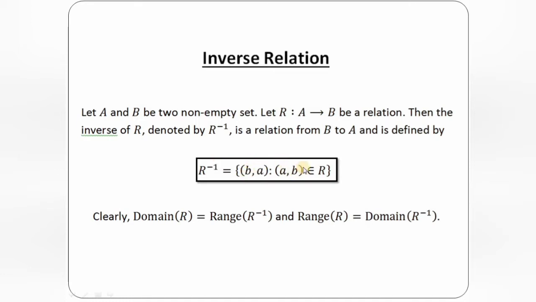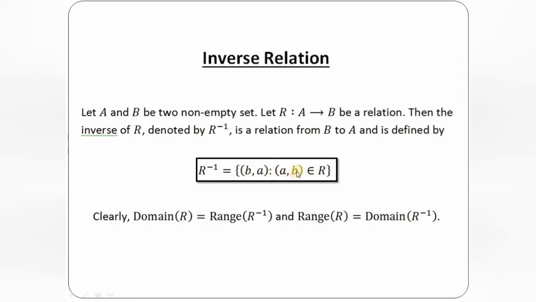Now, if I ask you what is the range of R here, you will say the second element, that is B is the range of R, isn't it? So that's why, see, here B is the range of R and B is the domain of R inverse, isn't it? So that's why it is written range of R is equal to domain of R inverse.